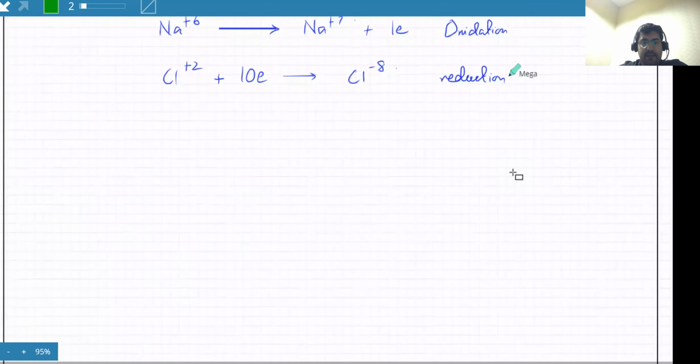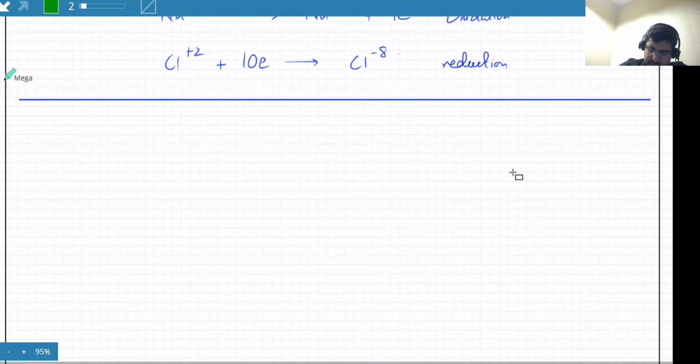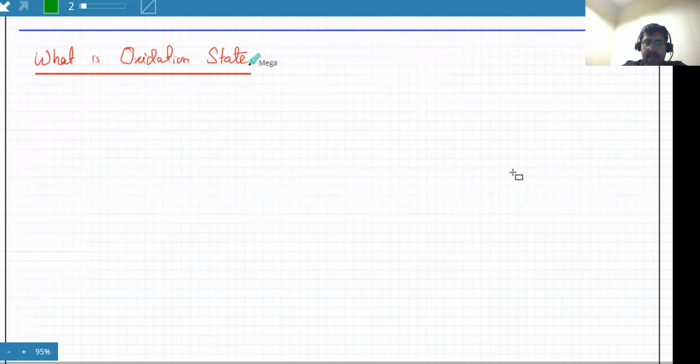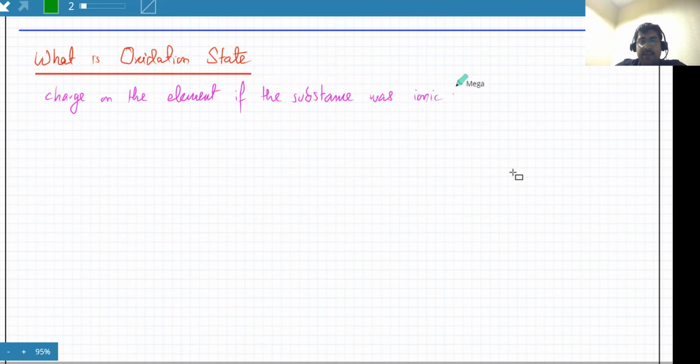Don't get that wrong. Now the other thing is, what is oxidation state? Okay, what is oxidation state? Now, oxidation state is very slightly different from what charge is. Oxidation state is the charge on the element if the substance was ionic. So there's a big if: if the substance was ionic. Not all substances are actually ionic.